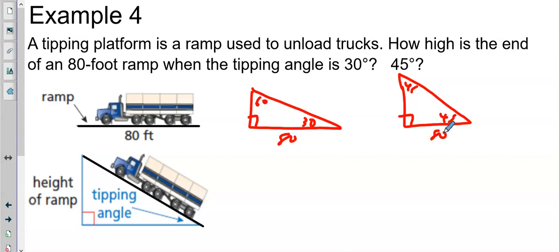Right? Now, on the first one, the 30, this is my small side. That's what we're trying to find out. We're trying to find the height of the ramp. Okay, right here. So that means, what number do we have? We have the medium side. We're going to the smaller side, which means we divide by radical 3.